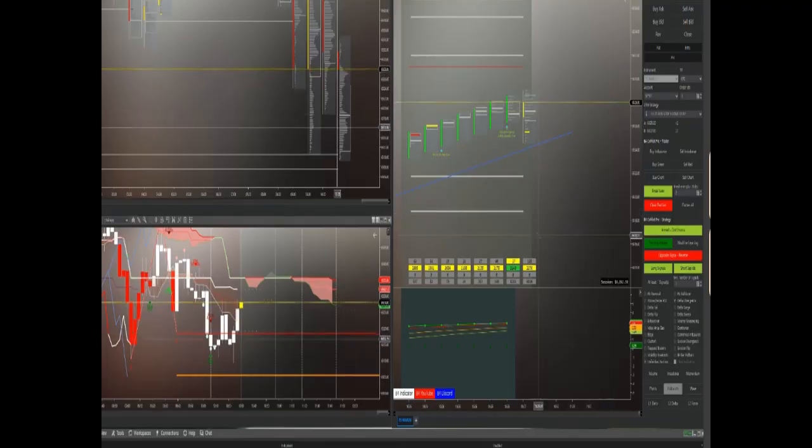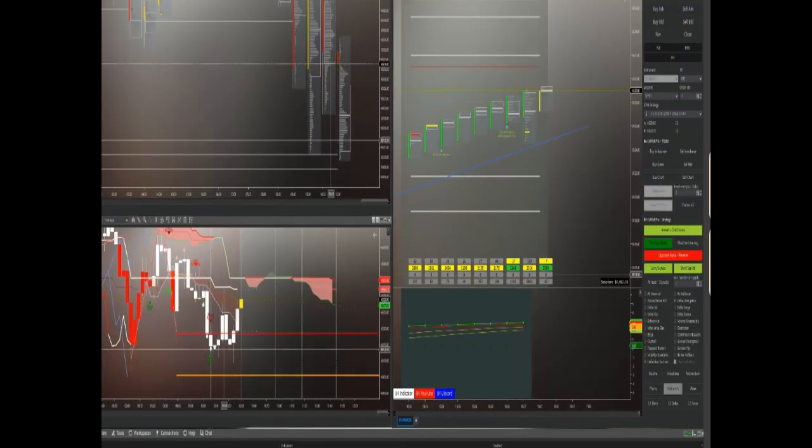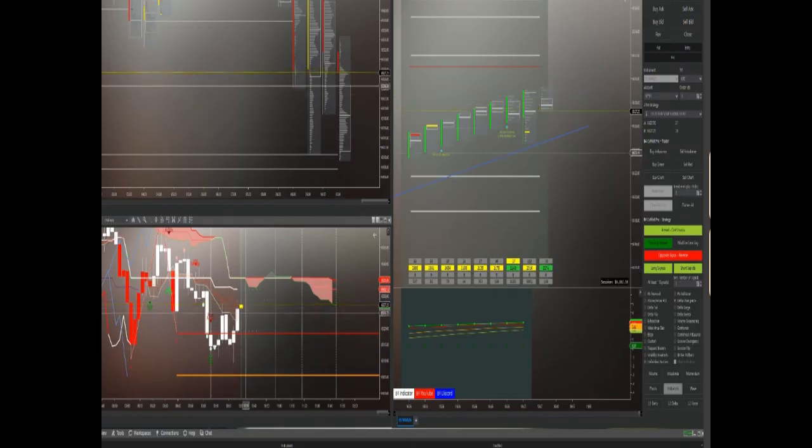Just forming a micro double bottom. If we get above the cloud, we can look for a long opportunity. I'm putting my mouse above the cloud. Look where it's showing me on my chart, my upper left-hand chart here. Again, above the cloud puts us above that point of control right there. That point of control is right at Senkou Span B. It's not coincidental.